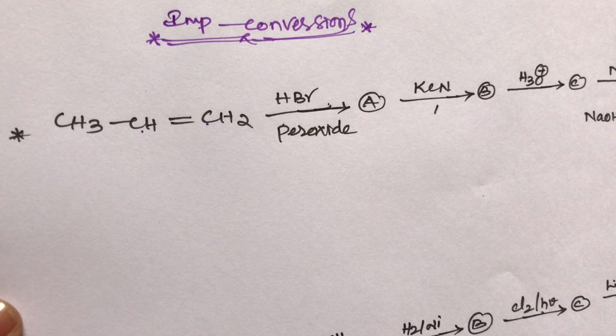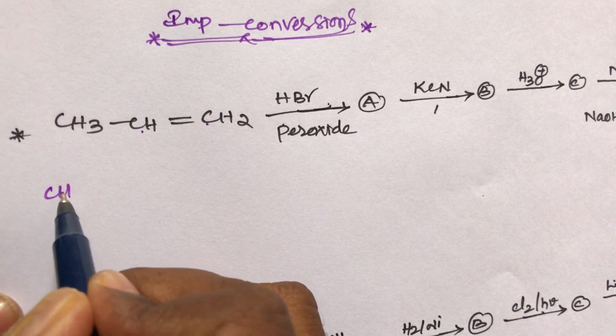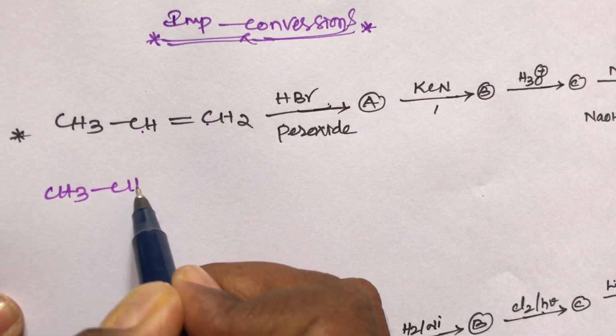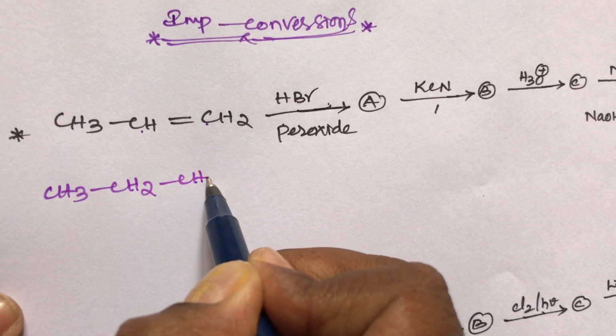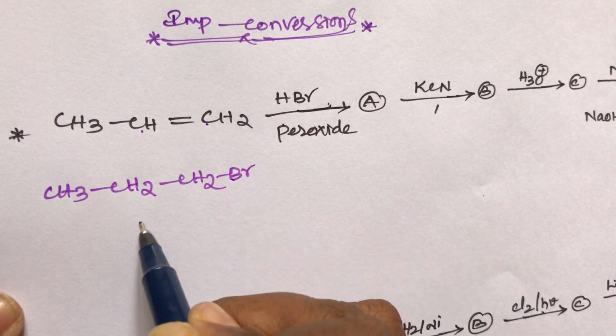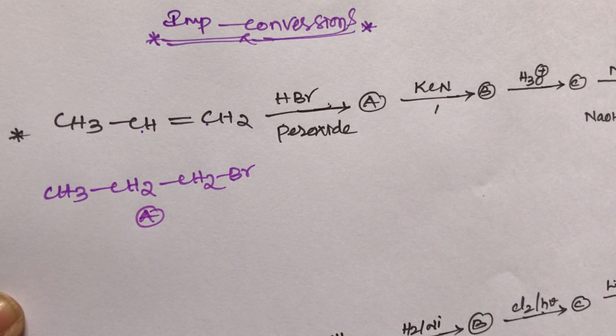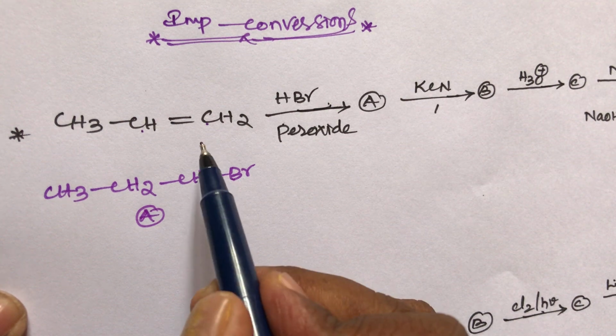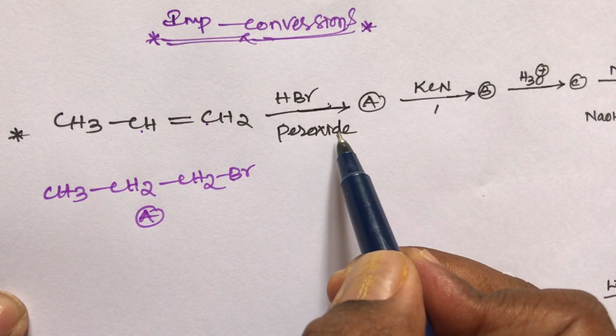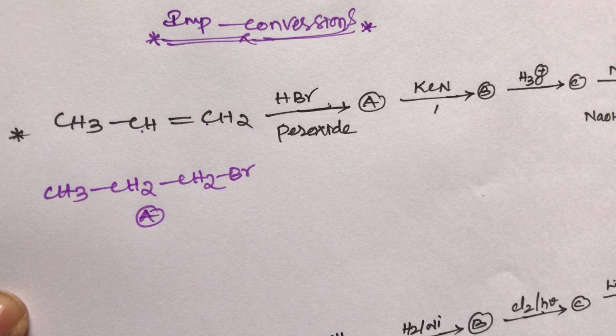So what is the A compound? We get the product CH3 CH2 CH2Br. That is 1-bromopropane. This is the A compound. 1-propene reacts with HBr in the presence of peroxide. It undergoes free radical addition reaction.